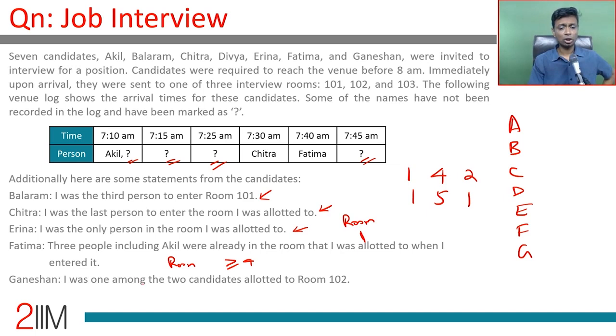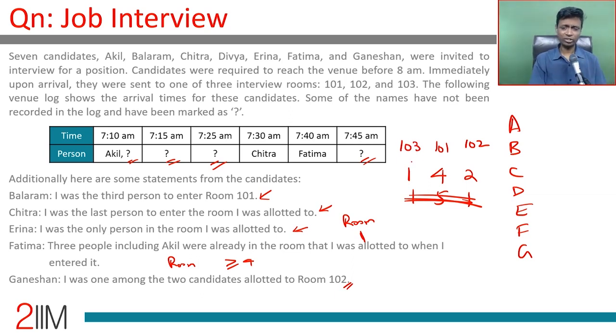I was one among the 2 candidates allotted to room number 102. So 2 candidates are allotted to 102. This is like this. So 2 people are in room number 102. Balram was the third person to enter 101, so he was definitely in 101. At least 3 people in 101. This is 101. This is 103.